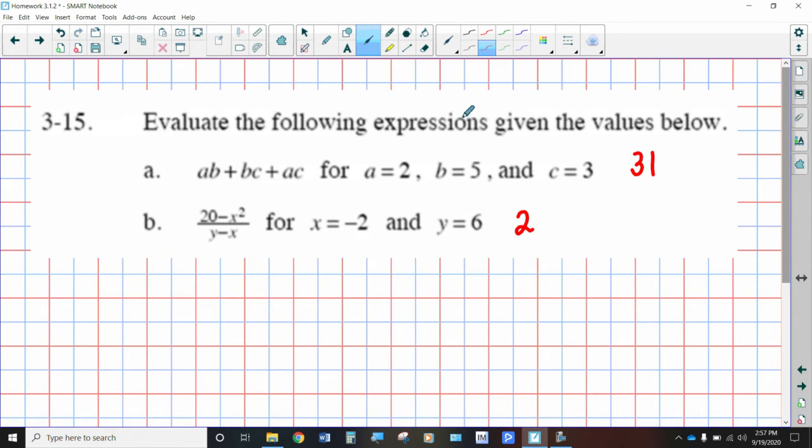Evaluate the following expressions given the values. Okay, so this is pretty straightforward. If you know a is equal to 2, any place you put an a, no, that's not an a. Any place you put an a, replace it with the 2. Any place you see a b, replace it with a 5. So you're going to put a 5 there, you're going to put a 5 there.